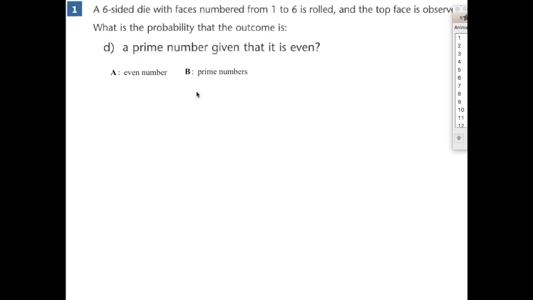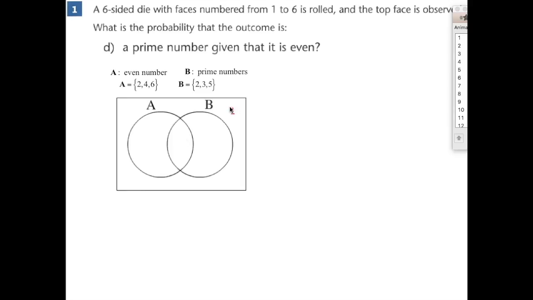For D, the prime numbers are going to be B. The even numbers are 2, 4, and 6. The prime numbers are 2, 3, and 5. 2 goes here. 1 is in neither, so it goes there. So 2, and then the 3 is going to go over here. The 4 is over there. The 5 is back here. And then the 6 is in even, so it's going to go over here.